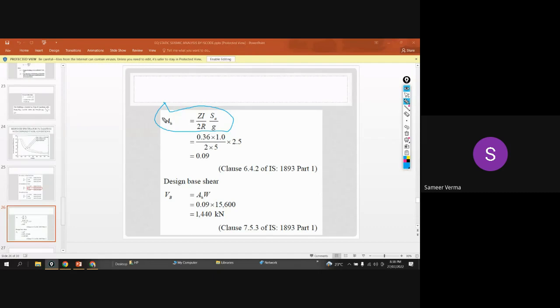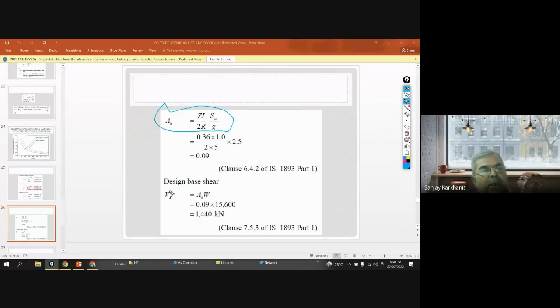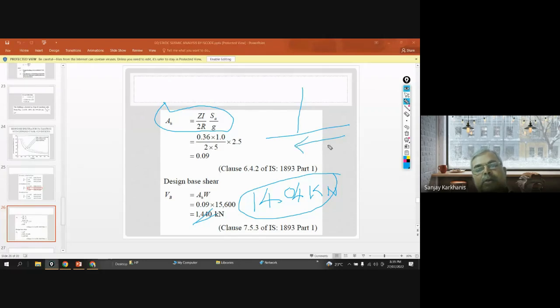So this way, we have determined AH, and now design base shear is equal to VB into AH into W. We have found out W, which is 15,600, and AH is 0.09. So this is 1404. Find out the calculation, and you will see that it is coming out to be 1404 kilonewton. So that is the base shear. Now, where this base shear is acting? At the base. Yes, sir. This is your VB.